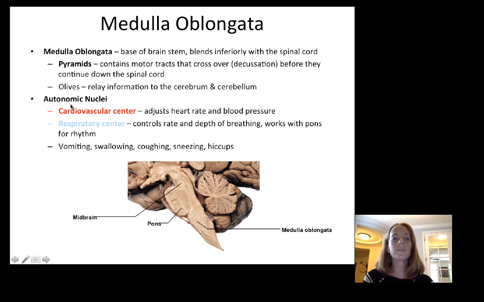And then there are very important organ or autonomic controlling nuclei or regions within the medulla. You will hear about the cardiovascular center, which adjusts heart rate and blood pressure, and you will hear about the respiratory center, which controls the rate and the depth of breathing and works with the pons together for rhythm. There are other regions of the medulla that have other important reflexes, for example, the vomiting reflex, the swallowing reflex, coughing, sneezing, hiccups. All of those reflexes are controlled by different regions within the medulla.